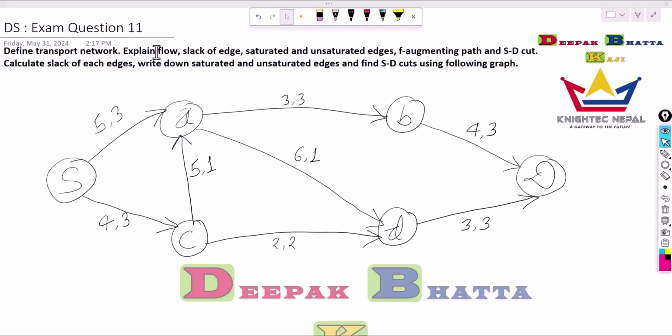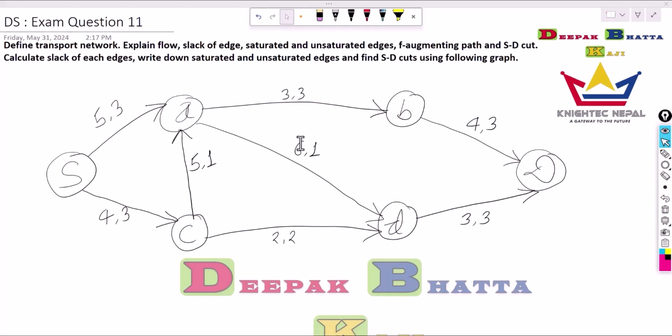Then after that you also need to explain the flow, slack of edge, saturated and unsaturated edge, and F augmenting path. Also you need to explain the S to D cut. And from the given graph you need to calculate the slack of each edge and find out the saturated edge and unsaturated edge, and also find the S to D cuts using the given graph. So let us discuss what is a transport network.